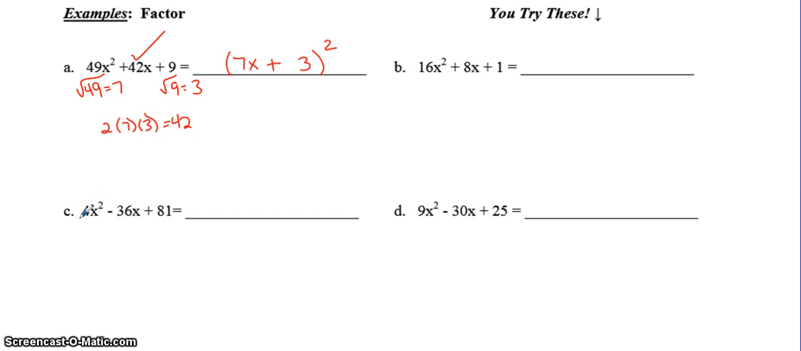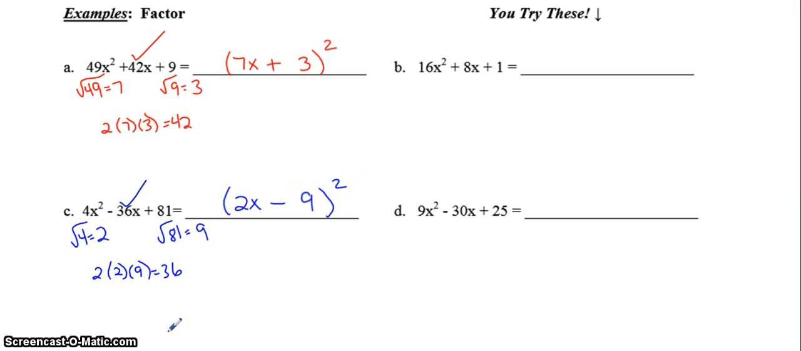So try another one. First term, square root of 4 is equal to 2. Square root of 81 is equal to 9. Let's just make sure that it is a perfect square trinomial. 2 times 2 times 9 is 36. So yes, that is a perfect square trinomial. So 2x goes in the beginning of each bracket, 9 goes at the end of each bracket, and that sign is negative, so that is a negative, and then squared.